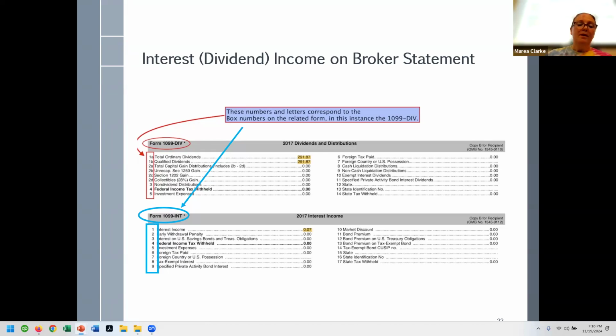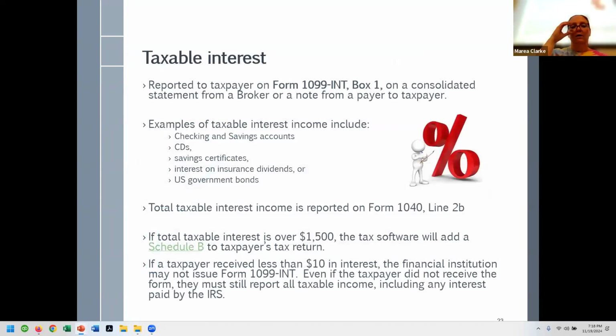And they would report general interest income on this. They will also report tax exempt interest. So general interest is going to be like checkings and savings, interest on insurance dividends, US government bonds. If there is tax exempt interest, that's also going to get reported, but that's not going to be common for us. And in truth, it's not very common for there to be a lot of interest.